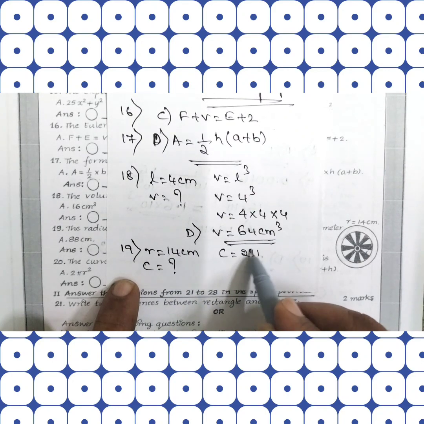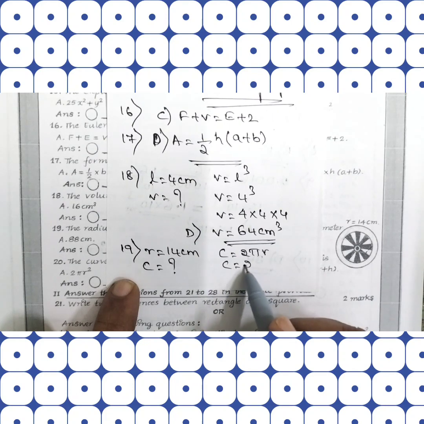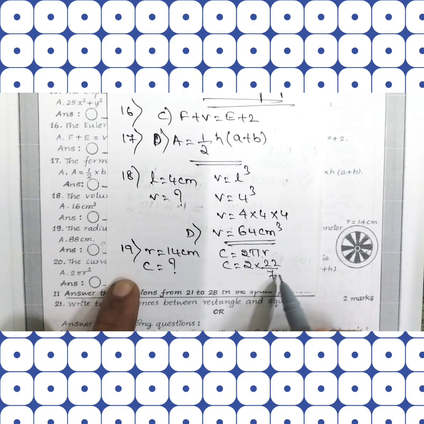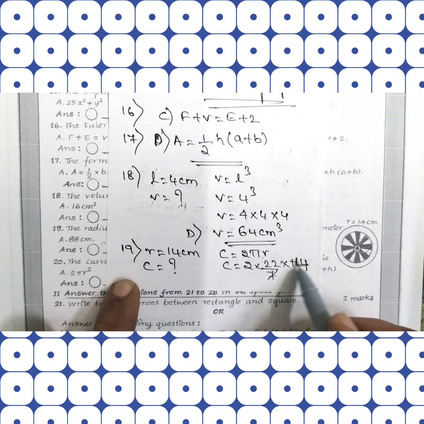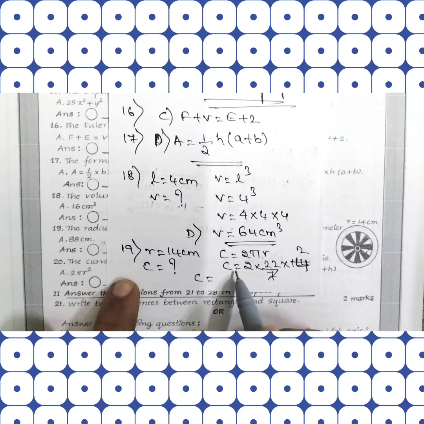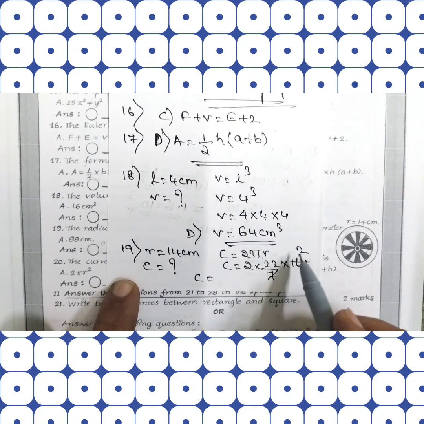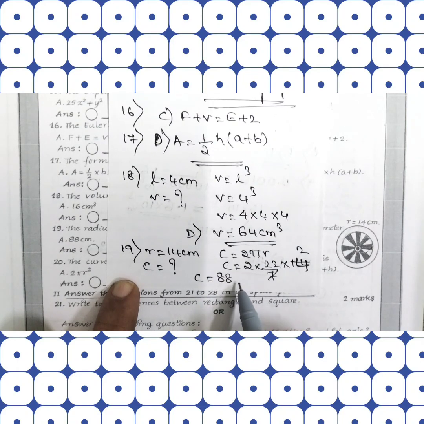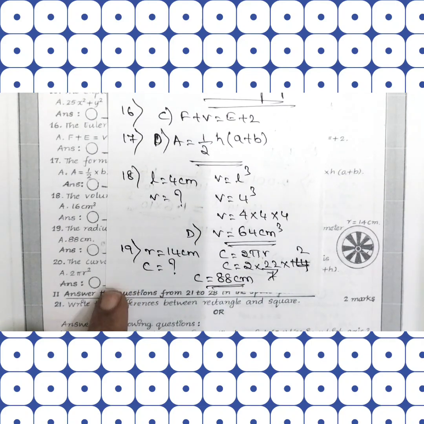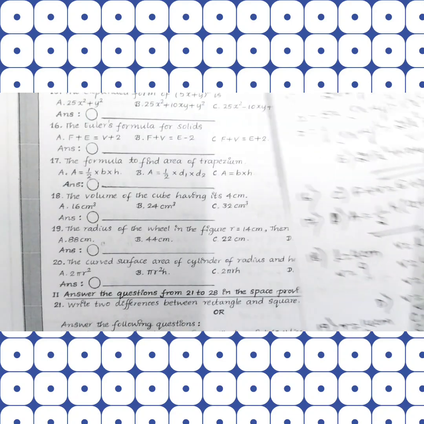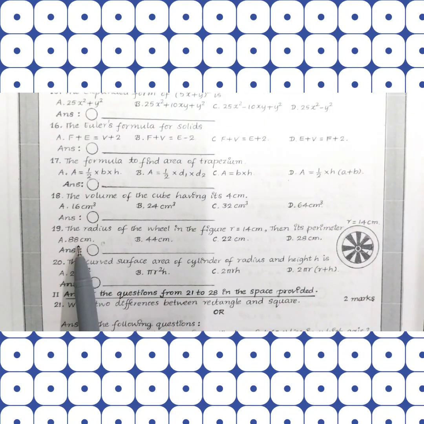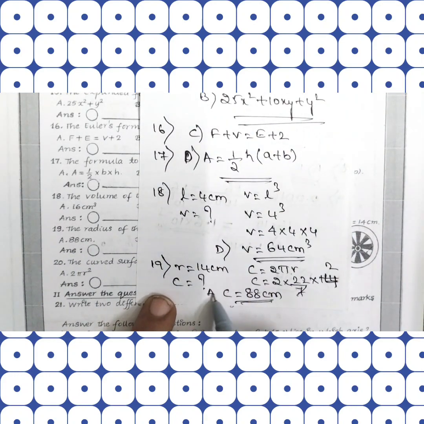So circumference is equal to 2 pi r. So circumference is equal to 2 into 22 by 7 into what is R? R is 14. 7 twos are 14. So circumference is equal to 2 into 22 is 44, 44 into 2 is 88 centimeter. Therefore, the circumference of the given wheel is 88 centimeter. Option A is 88 centimeter. For 19th question, the right answer is option C, 88 centimeter.